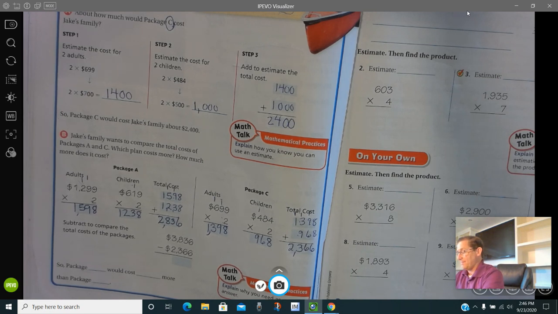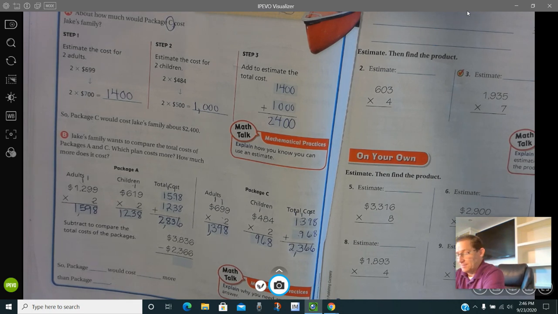Okay, and then as I'm looking here, I noticed I made a pretty significant mistake. Somebody probably noticed that as we're going along. Anybody know my mistake?